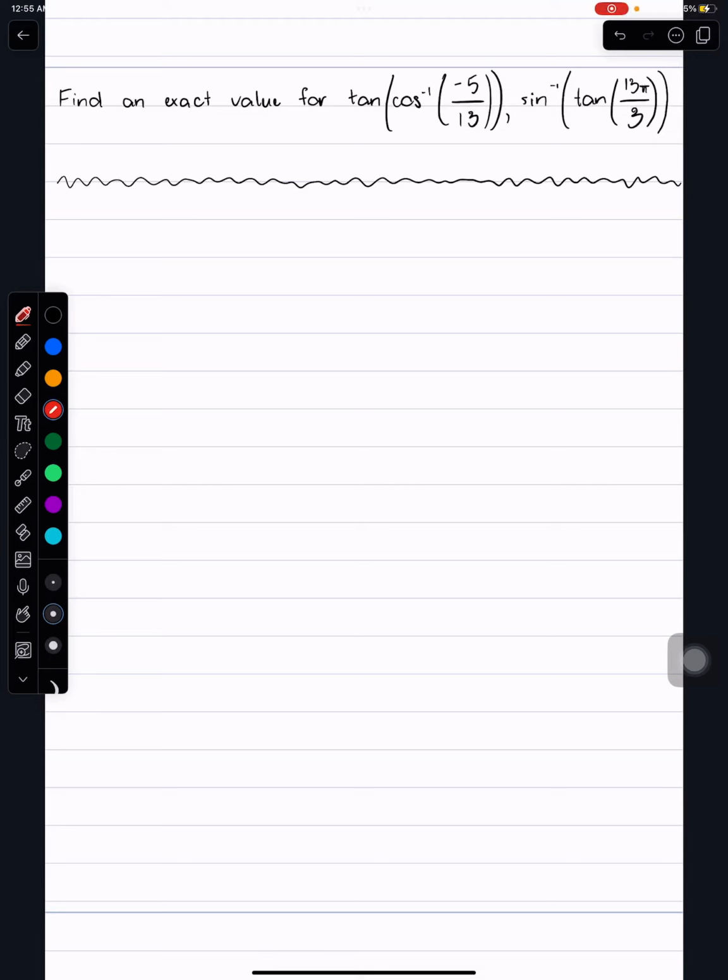An exact value for part A, tangent of cosine inverse -5/13, and part B, sine inverse of tangent 13 pi over 3. Okay, so let's do part A first, right? Part A, let's copy that problem. We have tangent of cosine inverse, and then inside the value, it would be -5/13. And then we're closing two layers of it, right?